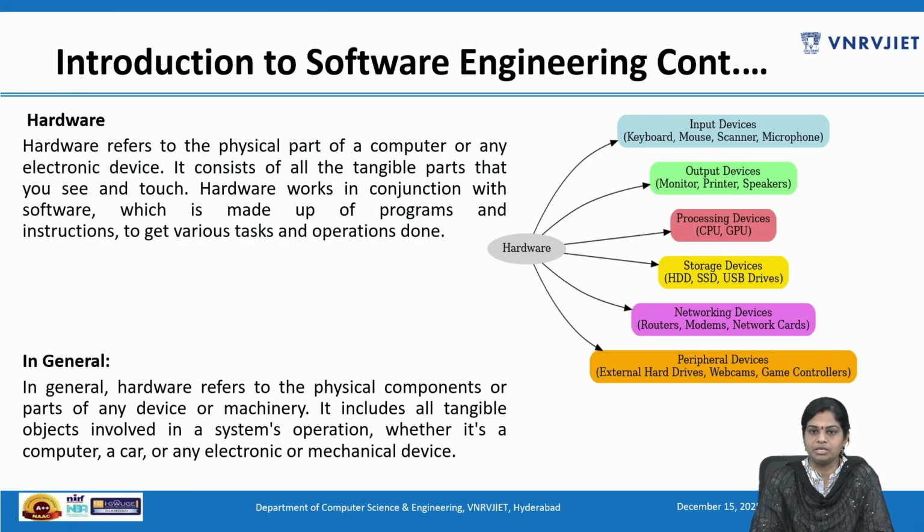One of them is input devices: keyboard, mouse, scanner and microphone. There are also output devices; some examples mentioned here are monitor, printer and speakers. We have processing devices like CPU and GPUs. We have storage devices, from HDD to USB drives, network devices, and peripheral devices like webcam and game controls. Based upon usage and need, you will be using the same.